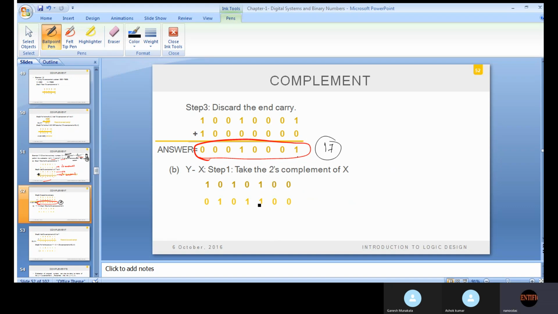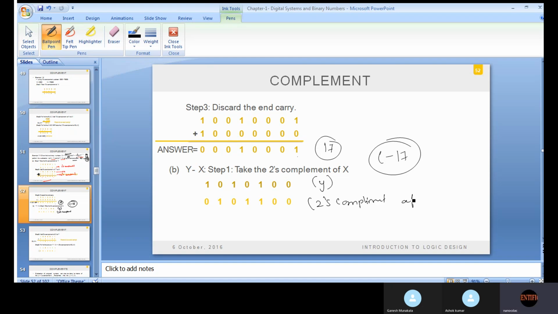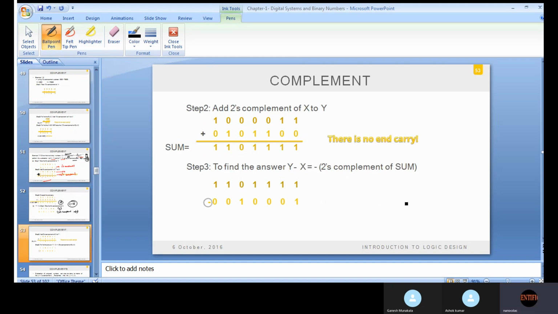y minus x. Now we need to do y minus x. y minus x అయితే minus 17 రావాలనుకుంటా బహుశా. ఓకే, so y minus x, what you need to do, this is your y, 2's complement of x you need to take. సో మళ్ళీ చెప్పాను నేను 2's complement, 1's complement అని. ఓకే, సో this is 2's complement of x.